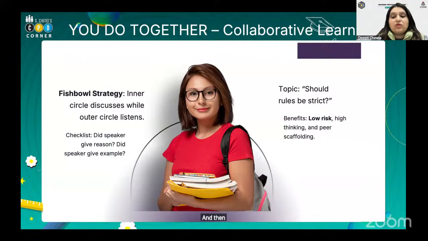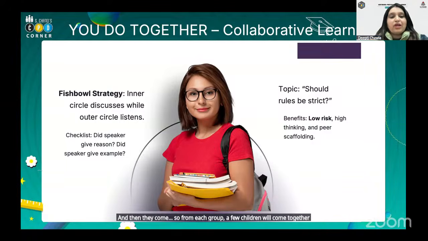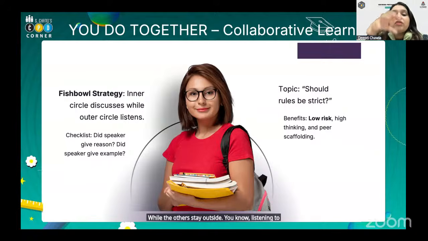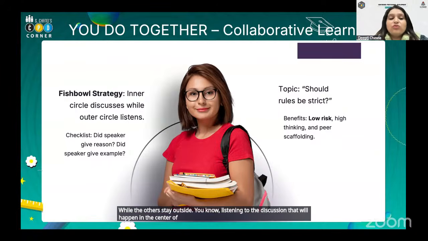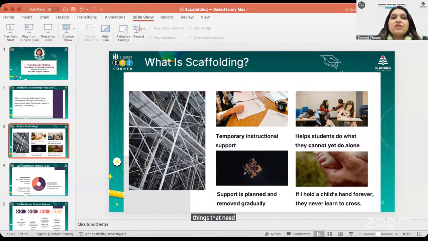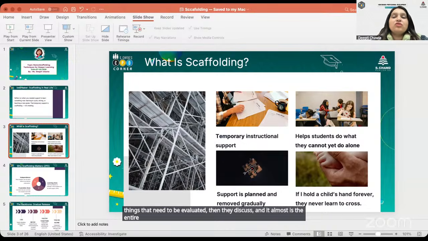And then from each group, a few children will come together in the center of the classroom, while the others stay outside, listening to the discussion that will happen in the center of the classroom. So that's a fishbowl strategy. And then you can give them higher order questions, things that need to be evaluated, then they discuss, and almost the entire class is listening to those instructions.